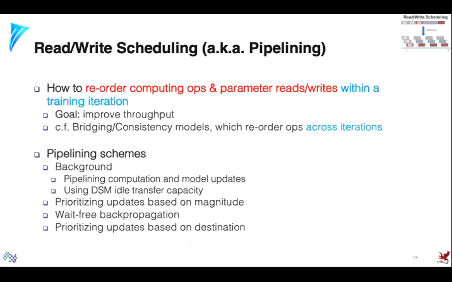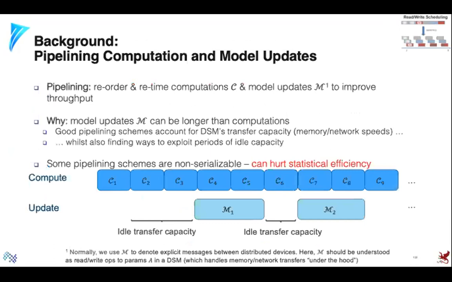The final topic for this section is read and write scheduling, also known as pipelining. This is about reordering the different low-level, fine-grained operations in the back propagation system in order to improve the throughput of the overall distributed system. So what exactly is pipelining?